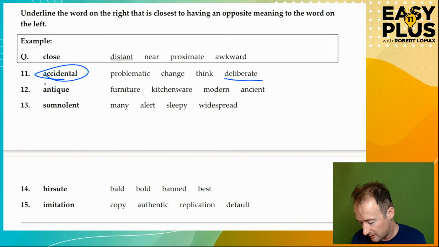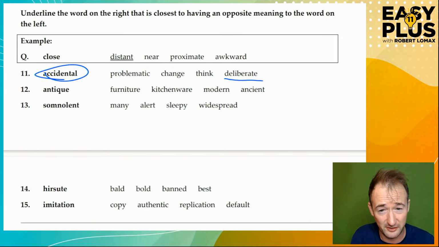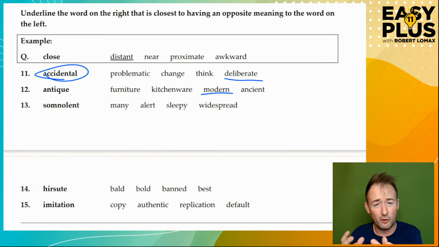Antique. Okay, an antique's a very old thing, so we're going to be looking for things to do with newness. It's good to do this initial thought process so you have an idea of what to look for. Antique, furniture. Furniture can be antique, but no opposites or no synonyms either here. Kitchenware, antique kitchenware, I mean, I guess, but antique, modern. That looks like the answer. Antique, ancient. So ancient's kind of the same meaning as antique. Modern is the opposite meaning. So by thinking first, what am I looking for? What does antique mean? It's to do with being old. I want something to do with being new. That helps me to spot the answer.